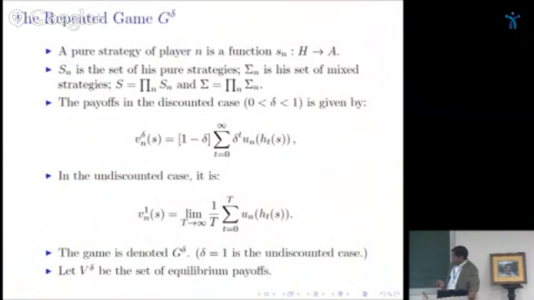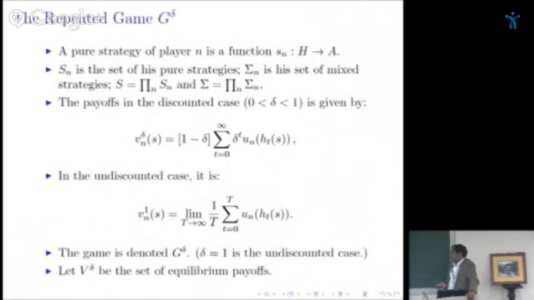Anyway, so a pure strategy specifies for every history an action. Yes, true, but it's a typo, because I intended to write T plus 1. My hand trembled. So for every history, you need to choose an action. So SN is a set of pure strategies. I want to deal with mixed strategies, because for stability, you typically look at mixed strategies, not behavioral strategies. So sigma N is a set of mixed strategies.